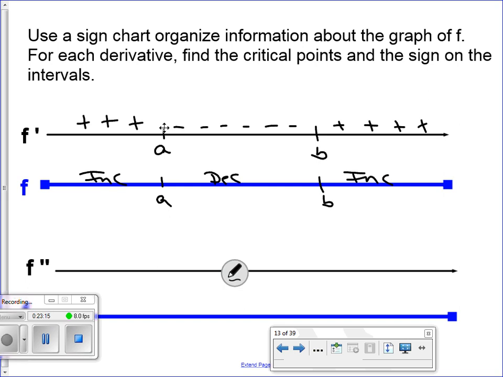This is the first derivative sign chart. Max. If the first derivative changes sign from positive to negative, your function's increasing and then decreasing, so you have a max.